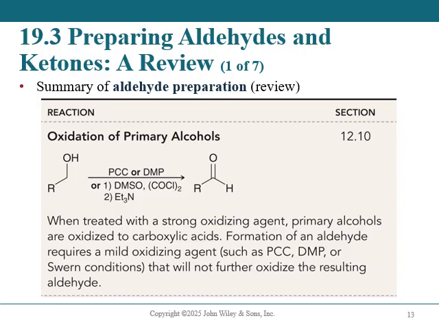Let's go over a few methods that we already know for preparing aldehydes and ketones. First, oxidation of primary alcohols. When treated with a strong oxidizing agent, primary alcohols are oxidized to carboxylic acids. Formation of an aldehyde requires a mild oxidizing agent that will not further oxidize the resulting aldehyde. We learned about this in our CHEM 1, just as we learned most of the ones that we'll be seeing in this section.